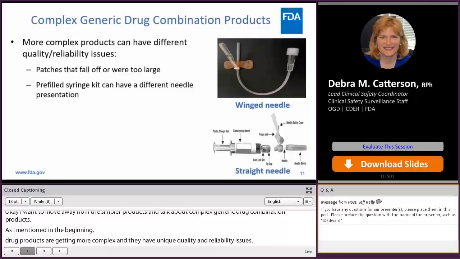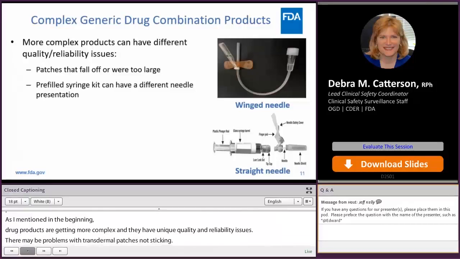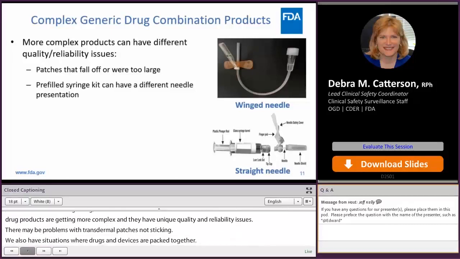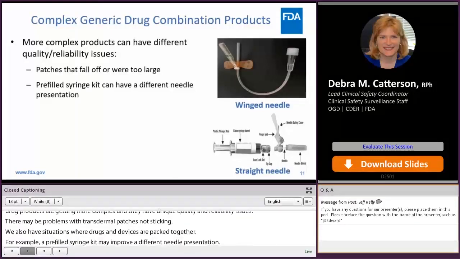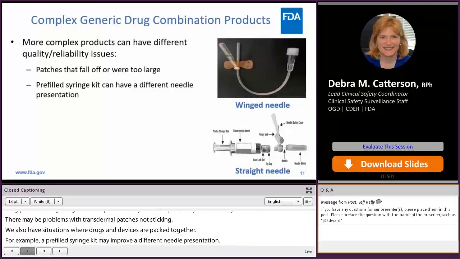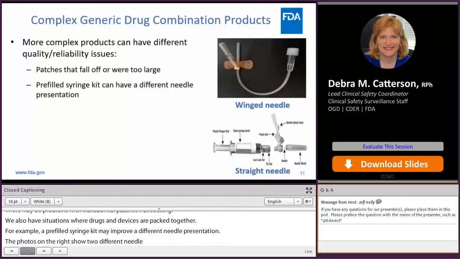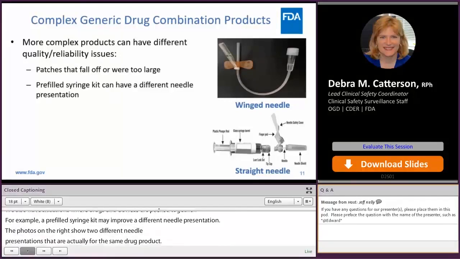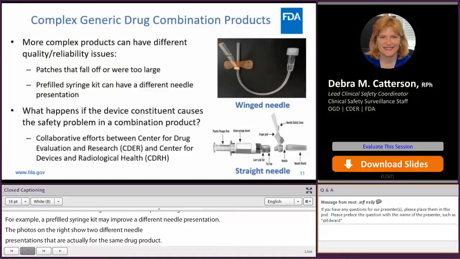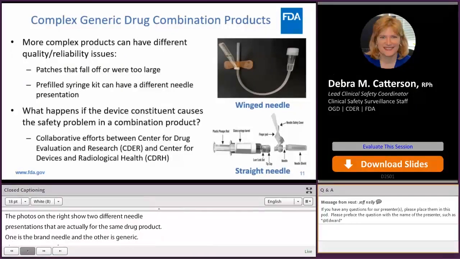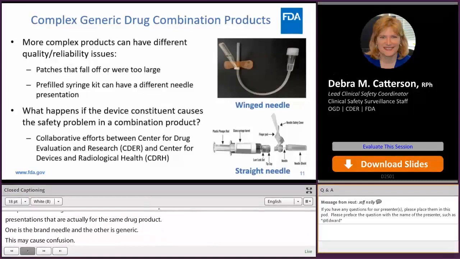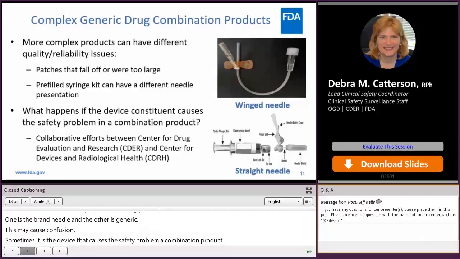For example, a pre-filled syringe kit may include a different needle presentation. The photos on the right show two different needle presentations that are actually for the same drug product. One is the brand's needle, and the other is the generic's. This may cause some confusion when a patient is switched from one product to the next. And sometimes it is the device that causes the safety problem in a combination product. When that happens, we will collaborate with the Center for Devices and Radiological Health, CDRH, in evaluating the issue.